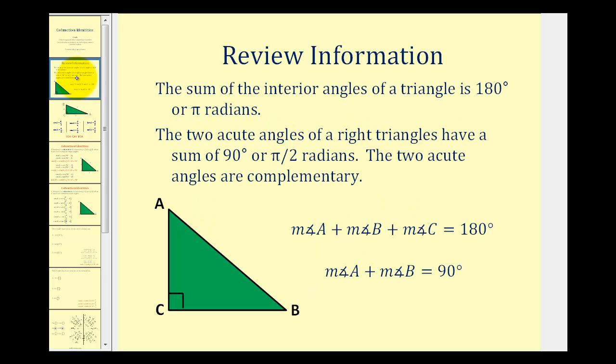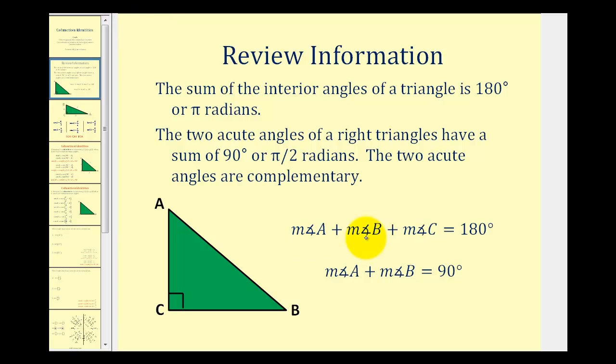So first, the sum of the interior angles of any triangle is 180 degrees or pi radians. So we can say the sum of the measure of angles A, B, and C is 180 degrees or pi radians, and then the two acute angles of a right triangle have a sum of 90 degrees or pi over 2 radians, which means the two acute angles of a right triangle are complementary.